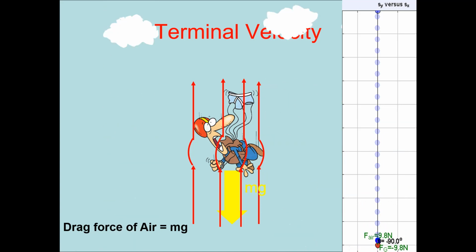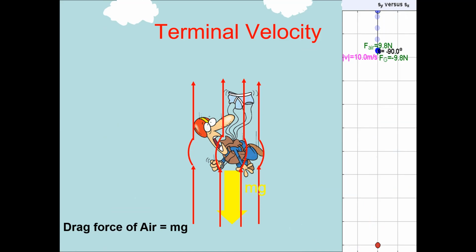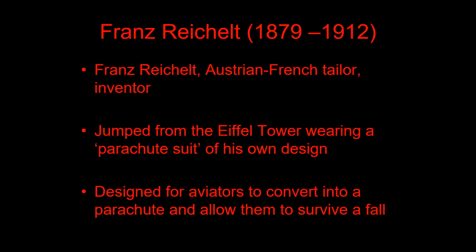Practical cases. Is there a practical case of this? The most practical case I can find of someone attempting to achieve terminal velocity is the case of Franz Reichelt, a man who died in 1912.